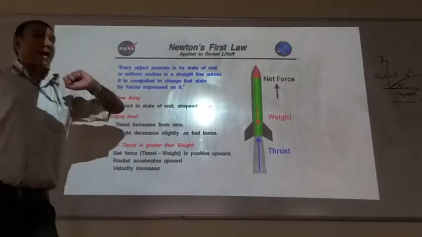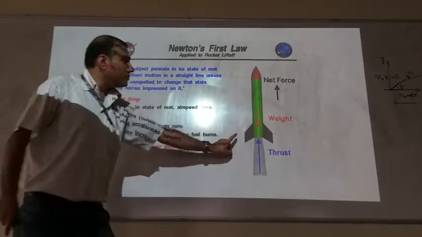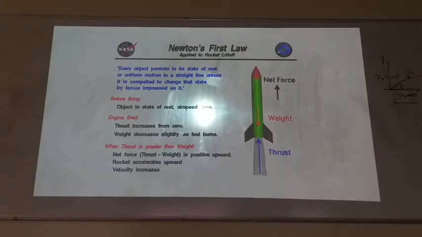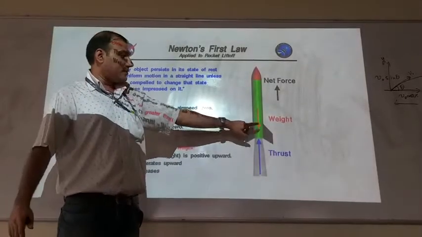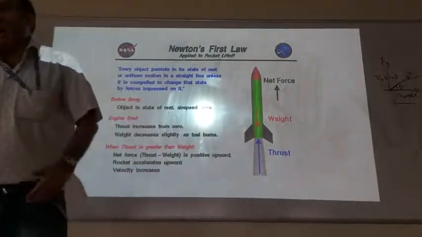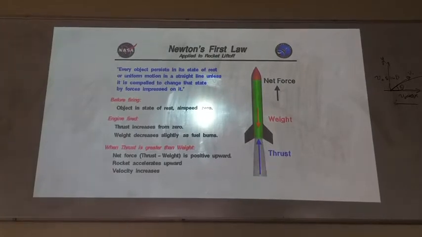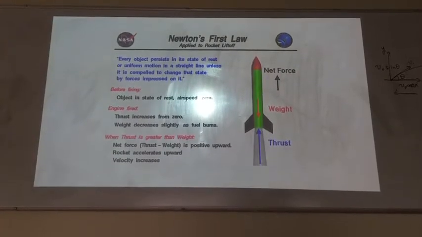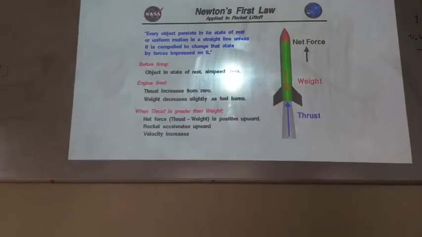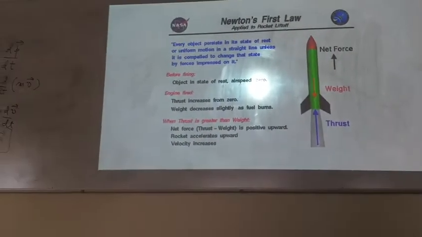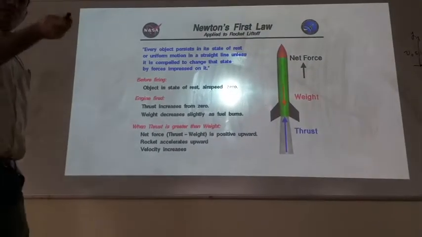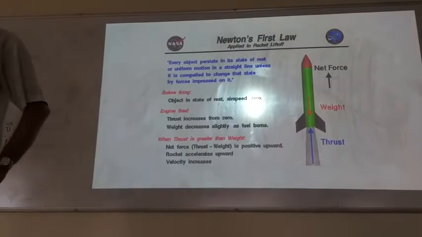But the net force has to overcome, if you are to launch the rocket from the surface, its own weight. That's why you need an upward thrust. What will this thrust do? This thrust will basically counteract the weight of the rocket such that it moves up. And how is this done? This is essentially done by burning this fuel.